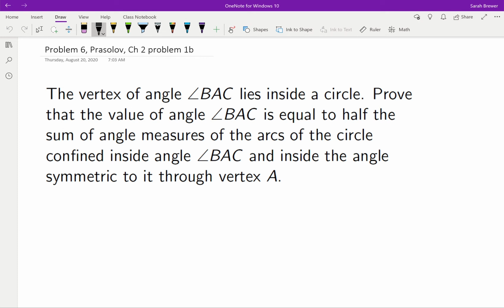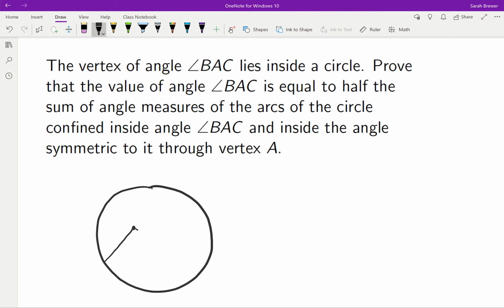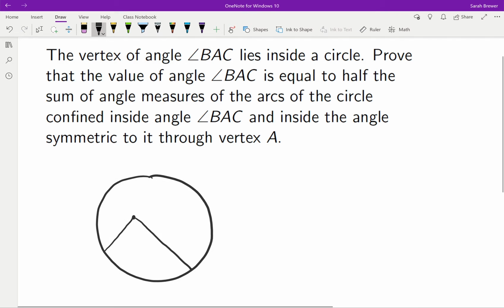So in our next problem, we're going to have a vertex of an angle lying inside of a circle. So again, I'm going to start with my circle, and I have the vertex A of some angle here, angle BAC, lying inside this circle.